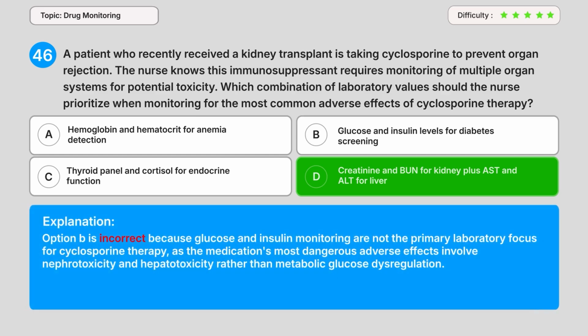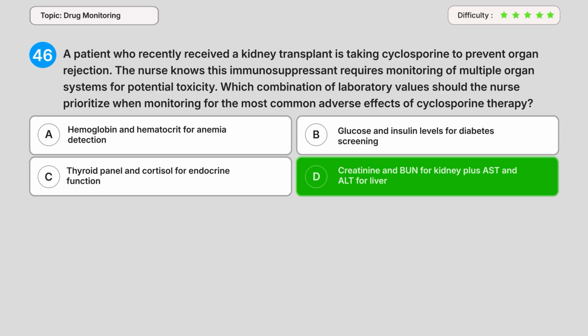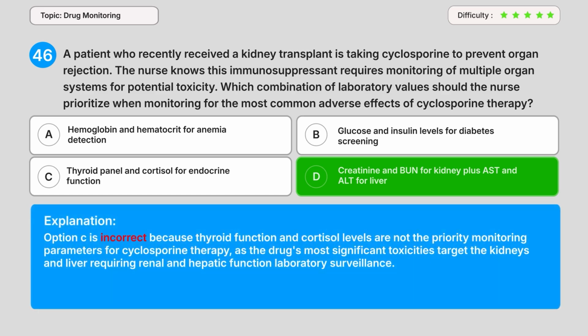Option B is incorrect because glucose and insulin monitoring are not the primary laboratory focus for cyclosporine therapy, as the medication's most dangerous adverse effects involve nephrotoxicity and hepatotoxicity rather than metabolic glucose dysregulation. Option C is incorrect because thyroid function and cortisol levels are not the priority monitoring parameters for cyclosporine therapy, as the drug's most significant toxicities target the kidneys and liver, requiring renal and hepatic function laboratory surveillance.